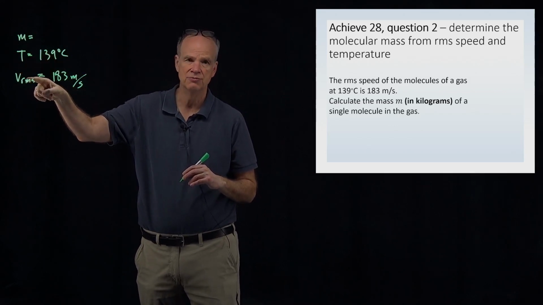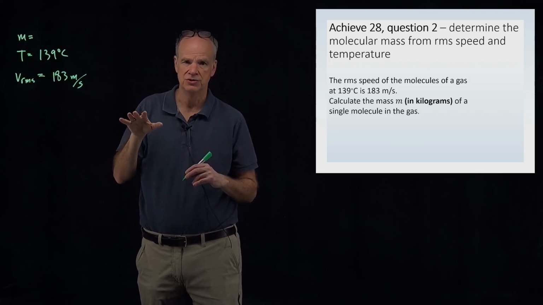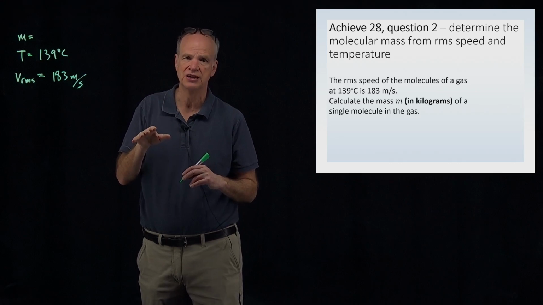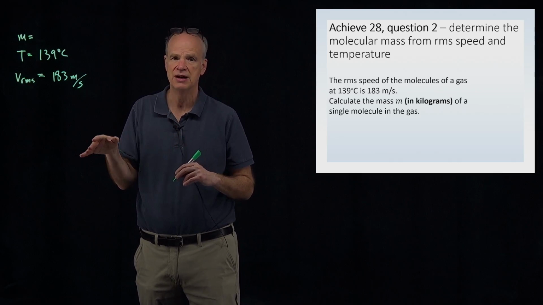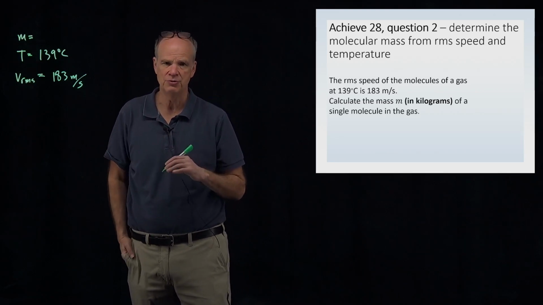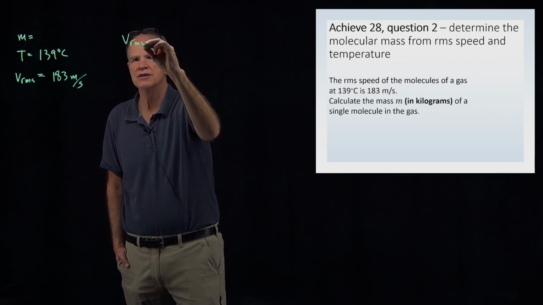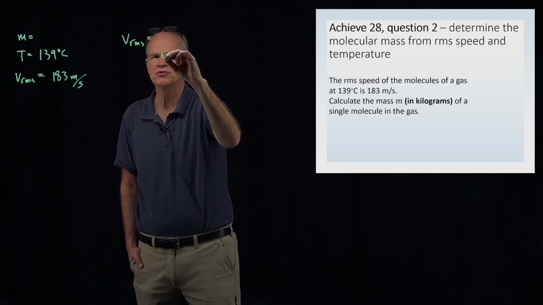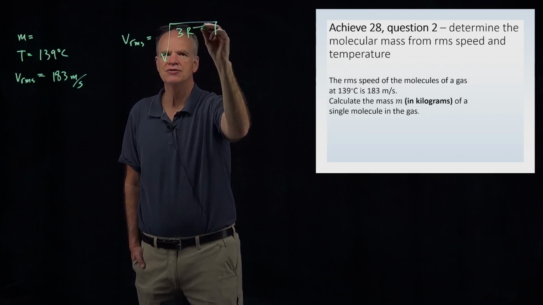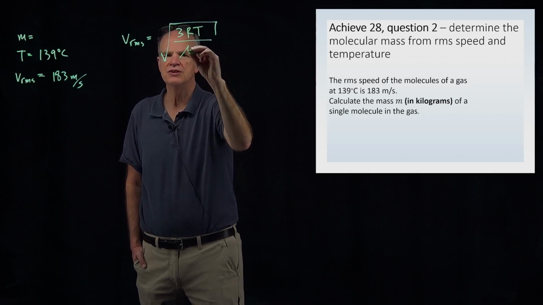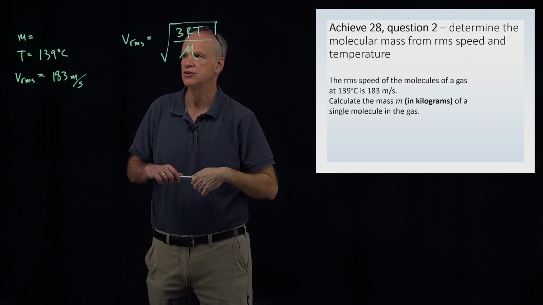I can think of a formula that relates molar mass of a molecule to temperature and the root mean squared speed of the population of molecules. Let's use that formula, and then eventually I might solve for molar mass and convert that to mass of a molecule. So what is that formula? The root mean squared speed of a population of molecules is equal to the square root of 3 times the gas constant R times T over this large M, which is the molar mass of the molecules.